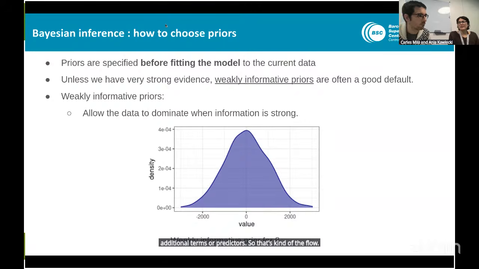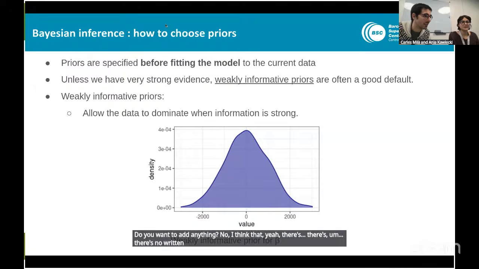Do you want to add anything? No, I think that's it. There are no written rules, and that's how we do it. We like to combine data-driven metrics, like Ansha mentioned, but also look at the data, at the coefficients, and check if that makes biological sense, because we have knowledge about how these diseases work.